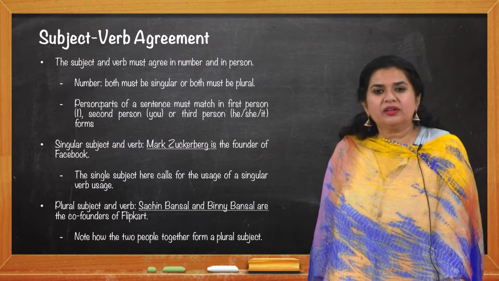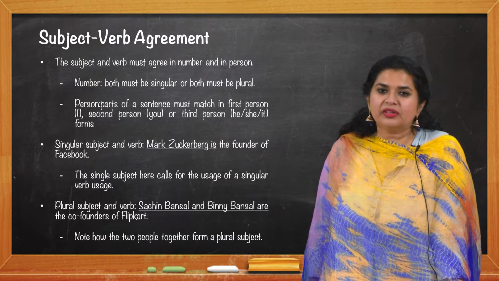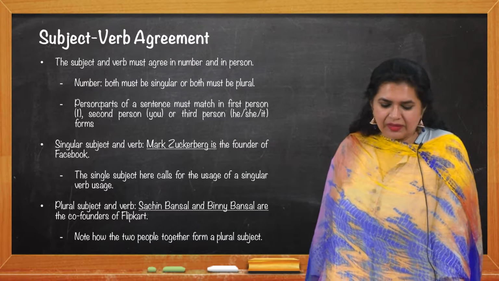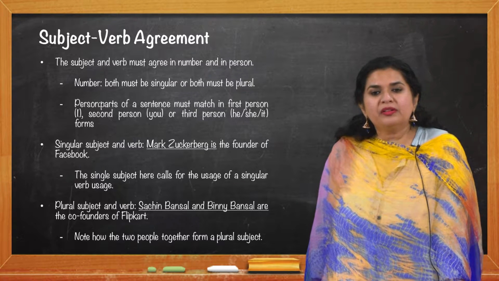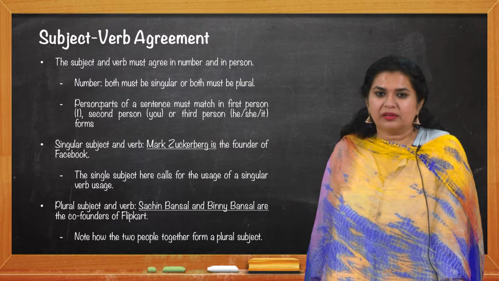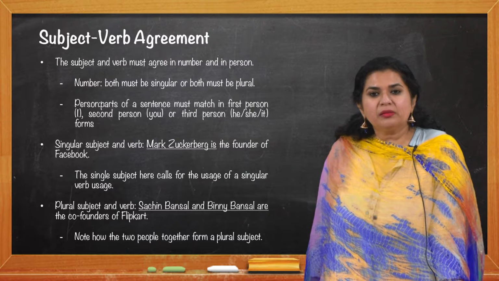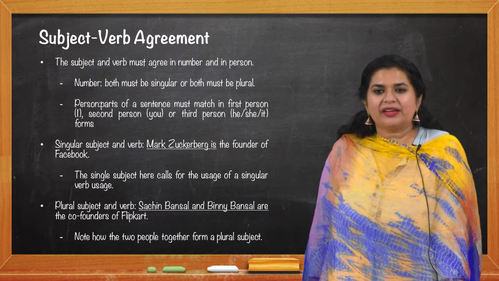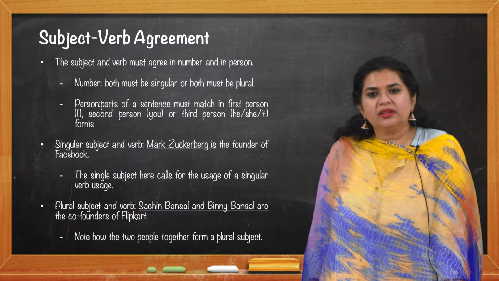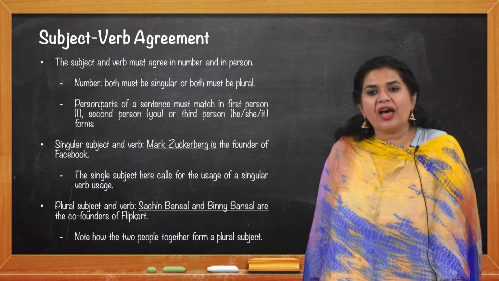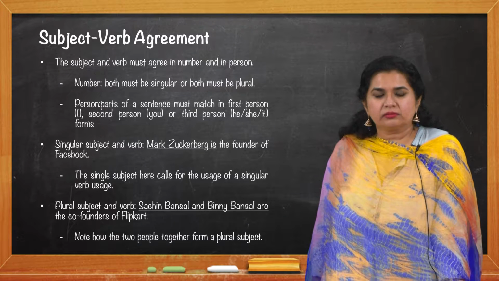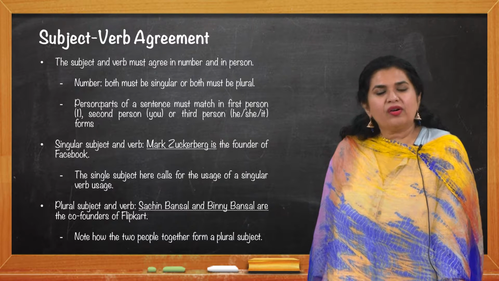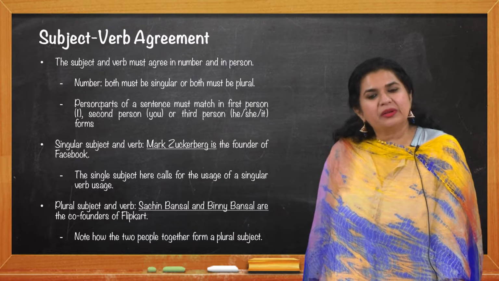Now, subject and verb must agree in number and in person. For example, number: both must be singular or both must be plural. Person: parts of a sentence must match in first person, second person you, or third person he, she or it. So, first person is I, also we and our, second person you, third person he, she, it. All these are singular. When you make them plural, they become they.